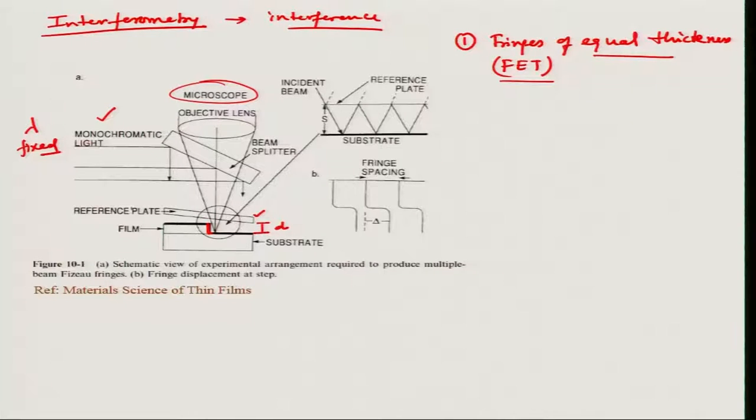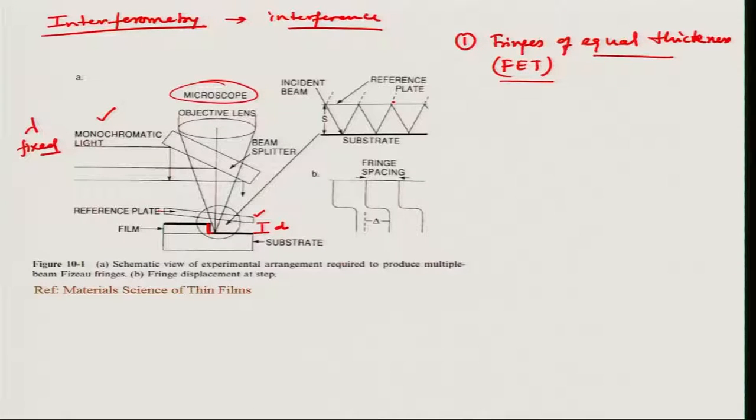Now this is a reference plate which is slightly tilted, so that you can get multiple reflections from any given point. This is your reference plate and you have the substrate. If you have multiple reflections, they will give you more reflected light to form the interference pattern, so higher intensity.